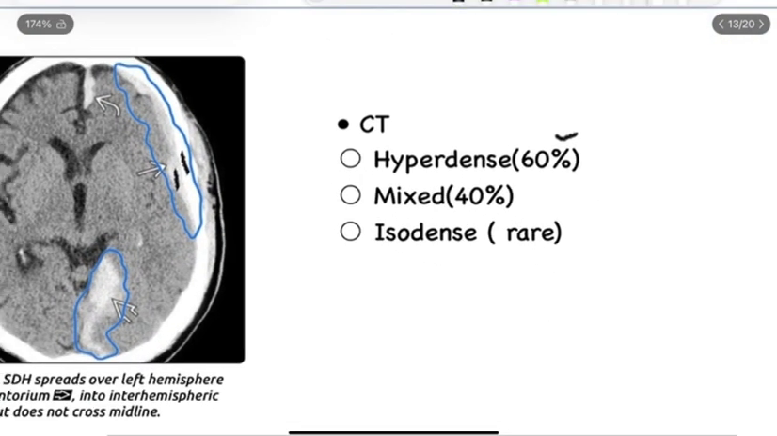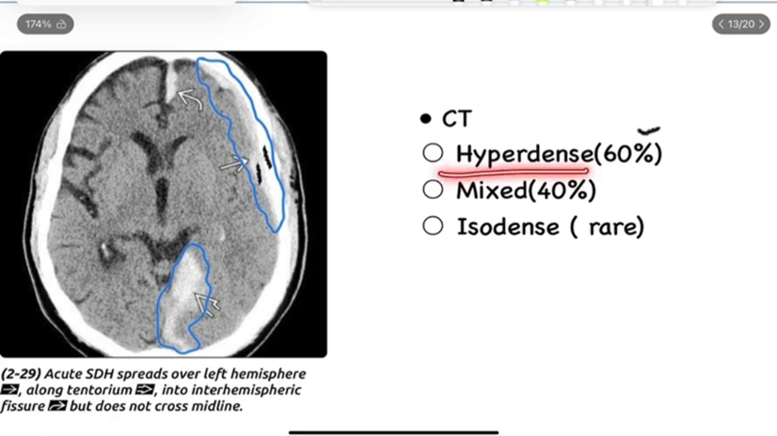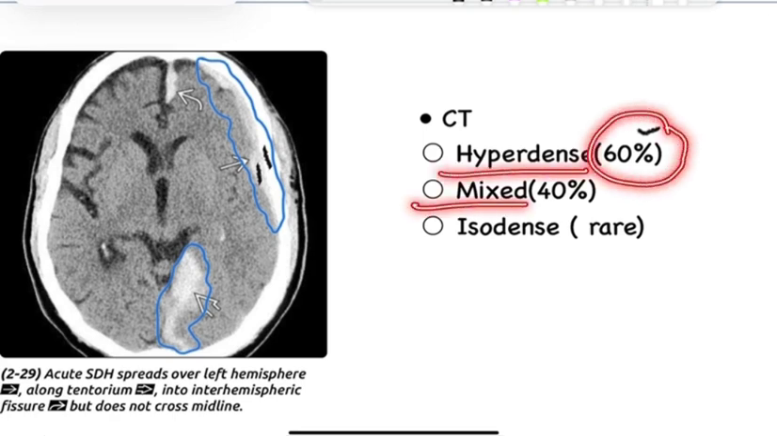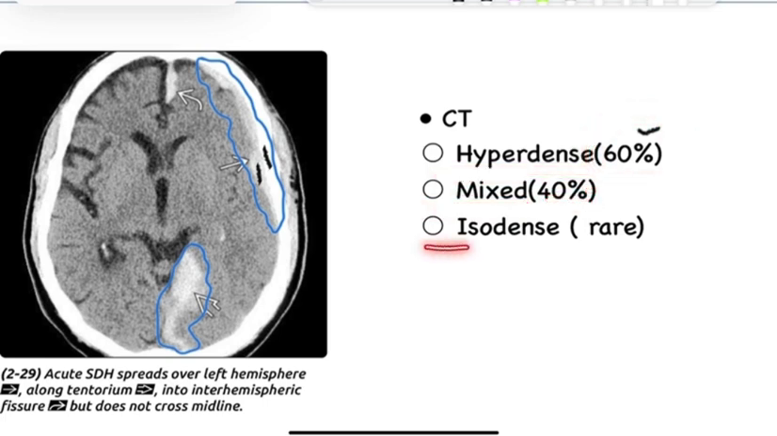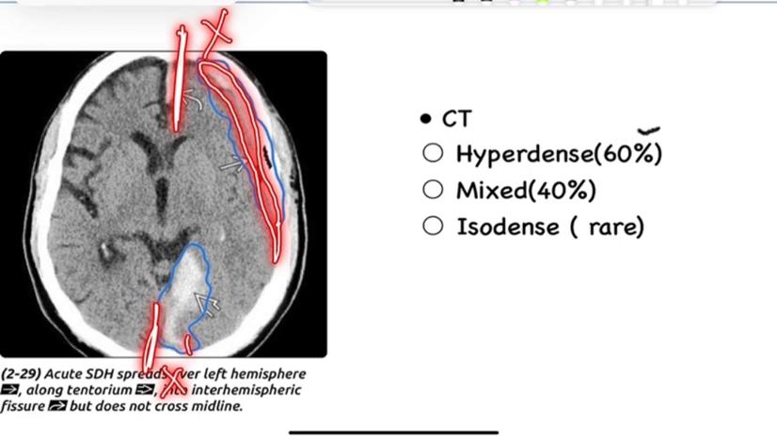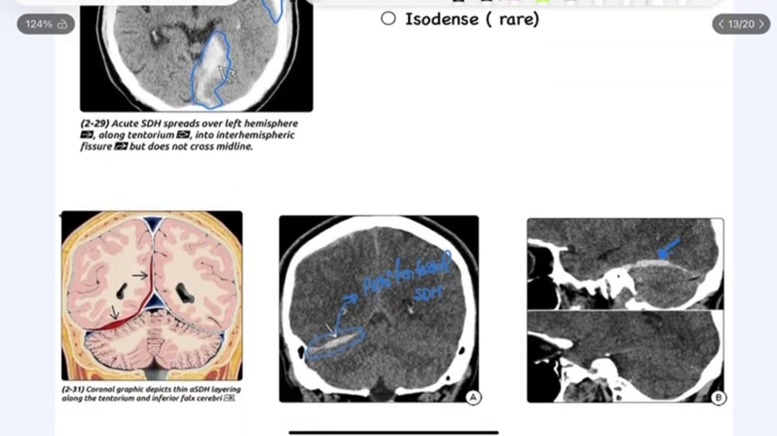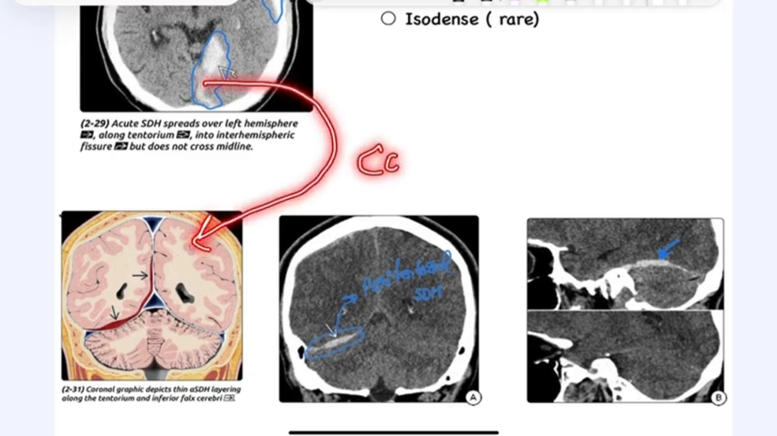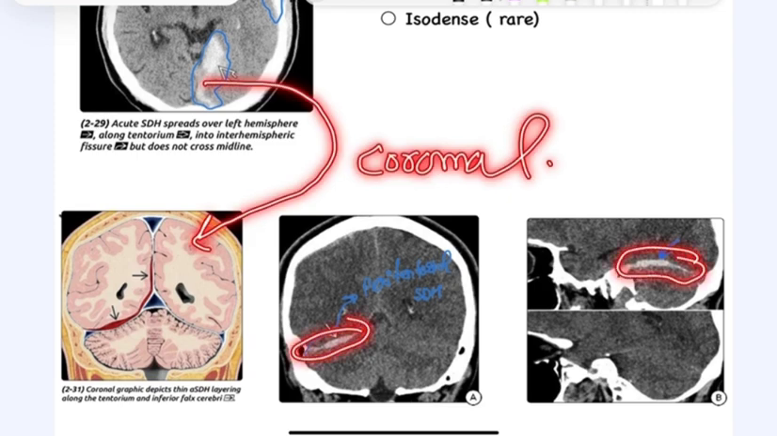On CT, subdural hematomas can be either hyperdense in 60% of the cases, mixed in 40% of the cases, and they can also be isodense. In this axial scan, we can see a hyperdense collection along the cerebral convexities, which is seen crossing the suture line, but it does not cross the dural venous attachment. Also, supratentorial spread could be appreciated, but this is well appreciated on coronal images. In this image, we can easily see supratentorial spread.